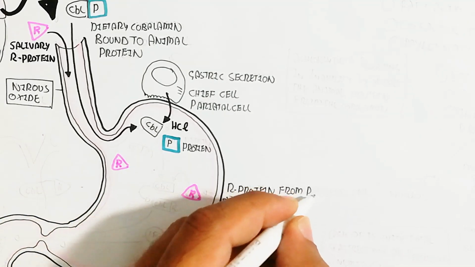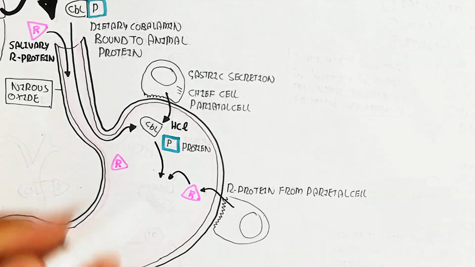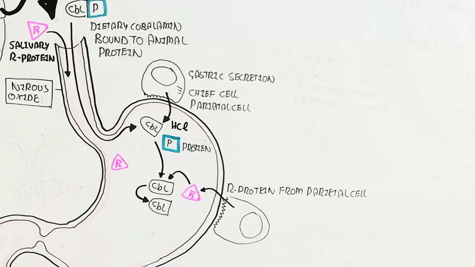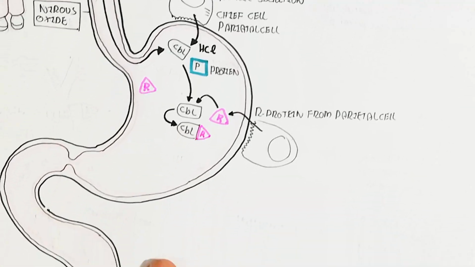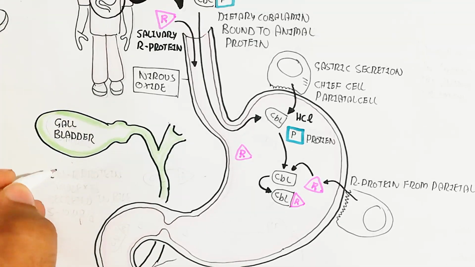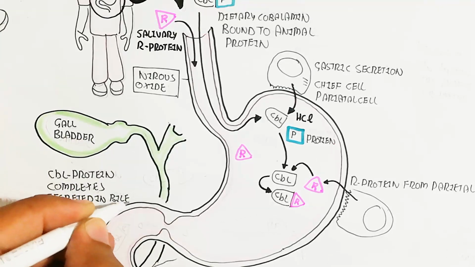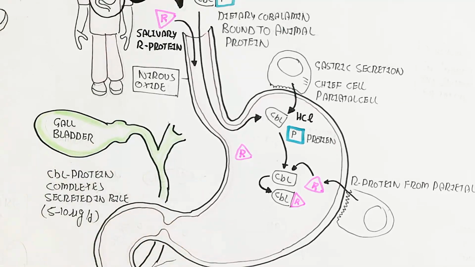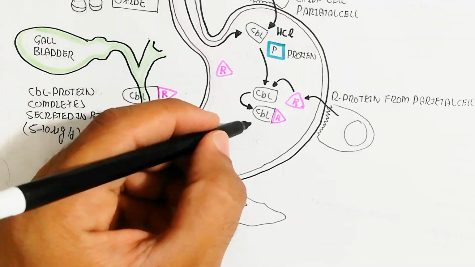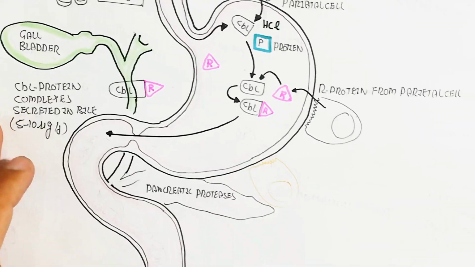In this way, the R protein from the parietal cell is also released, like a salivary R protein, and it will bind with the cobalamin. After this binding with the cobalamin, after the formation of the chyme from the bolus, it will enter into the duodenum. The gallbladder also produces cobalamin protein complexes secreted in bile, 5 to 10 micrograms per deciliter. In this way, the cobalamin is also released, and the intrinsic factor is released from the gastric cell.